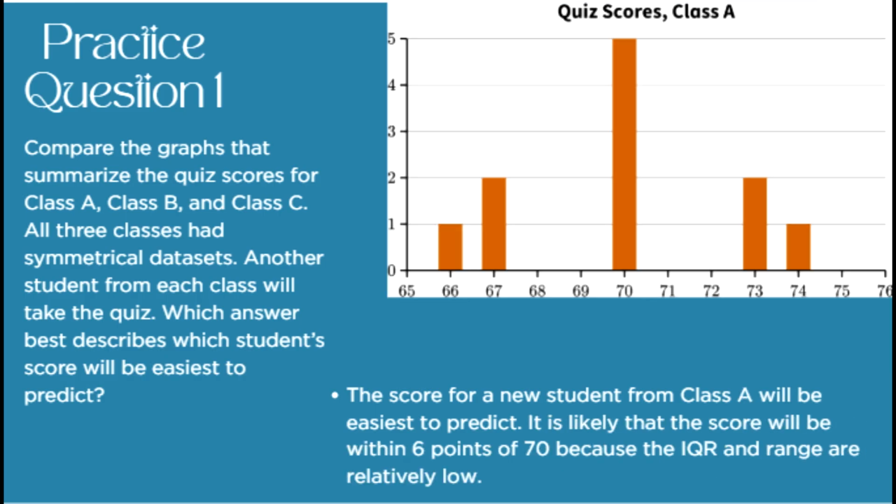The score for a new student from Class A will be easiest to predict. It is likely that the score will be within 6 points of 70 because the IQR and range are relatively low. So here's 70. It says it's going to be within 6 points of it.